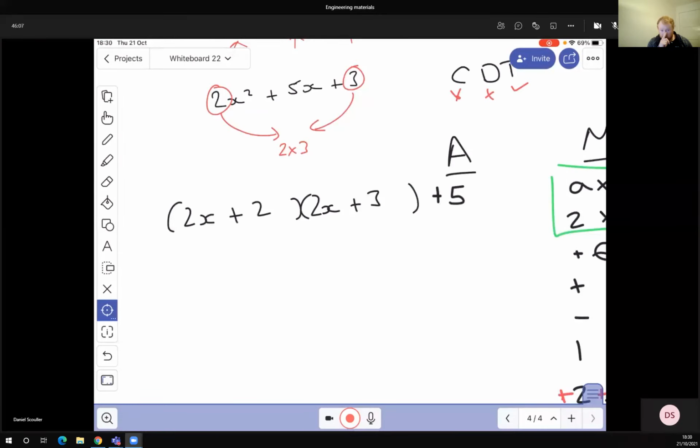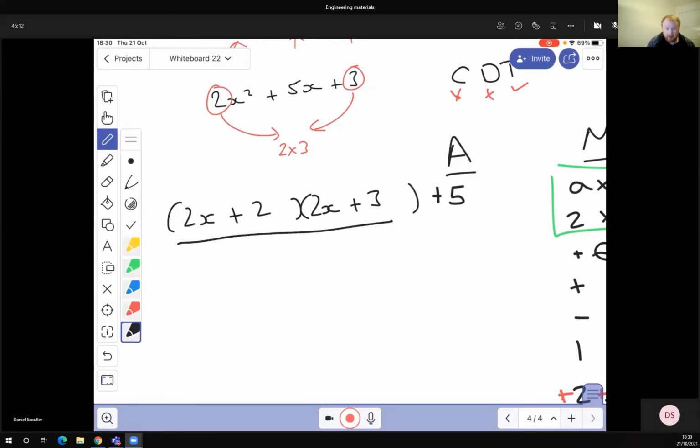So we need to do one other step, and that's divide this whole thing by the a value again. So we're dividing the whole thing by this. This sounds really bizarre. It is really bizarre, but it's the simplest method. So we're dividing the whole thing by that a value. That's very important, whatever the a value is. So we're left with bracket 2x plus 2, close bracket, bracket 2x plus 3, over 2.